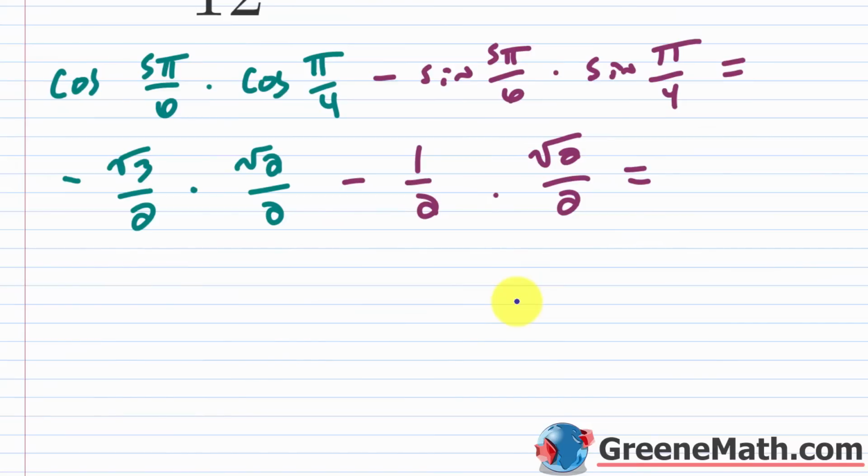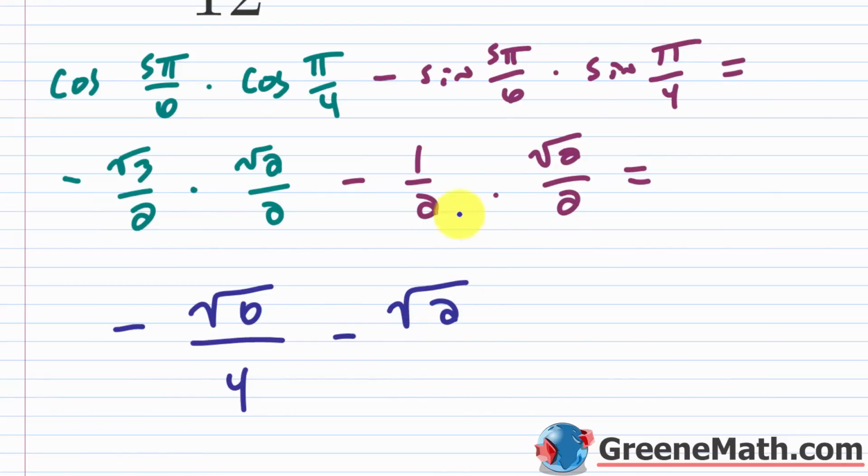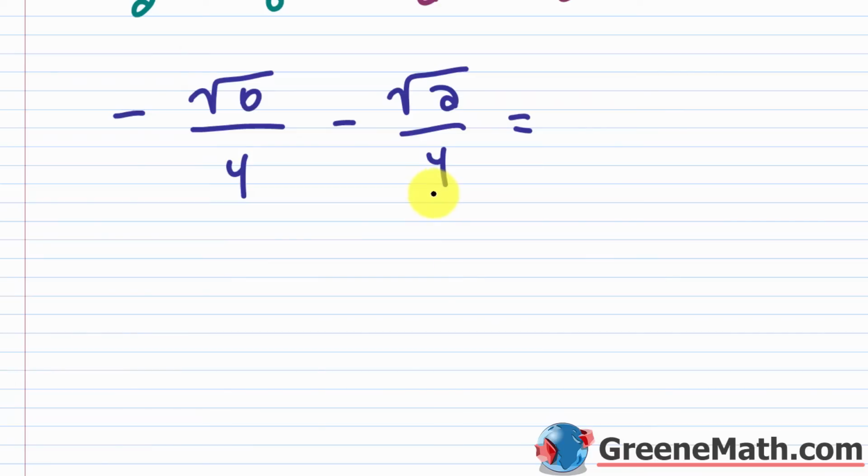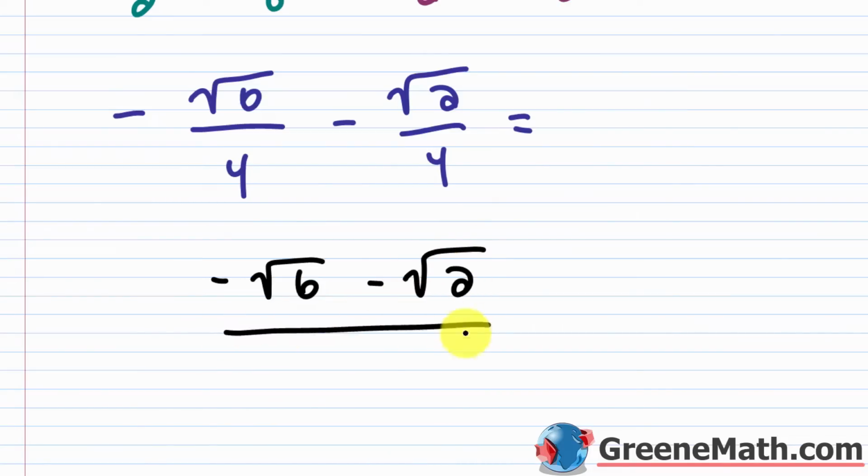Pretty simple from here, just some basic arithmetic. So negative times positive is negative. Square root of 3 times square root of 2 is square root of 6. And this is over 2 times 2, which is 4. And then minus, we have 1 times square root of 2, which is the square root of 2, over 2 times 2, which is 4. So there's a lot of different ways that you could write this. I'm just going to keep it simple and say this is the negative of the square root of 6 minus the square root of 2 over 4.